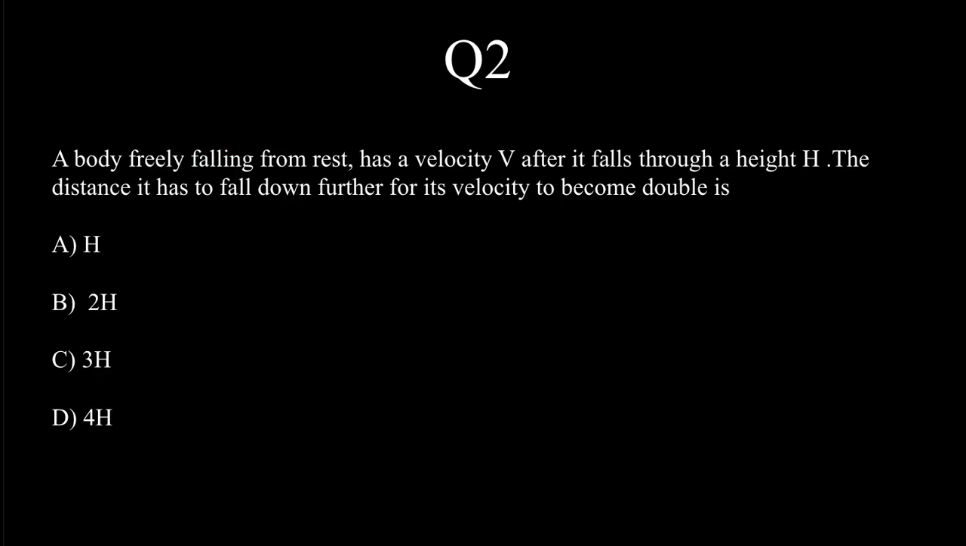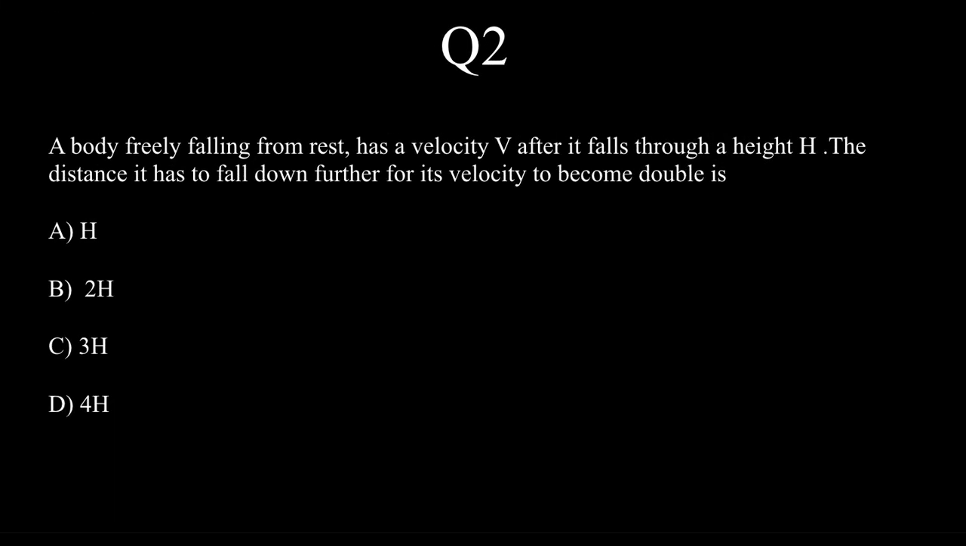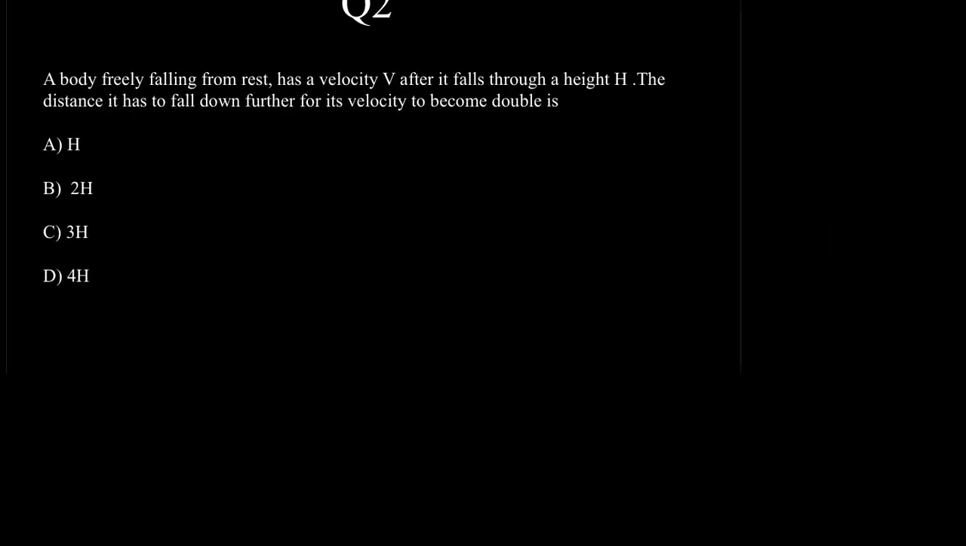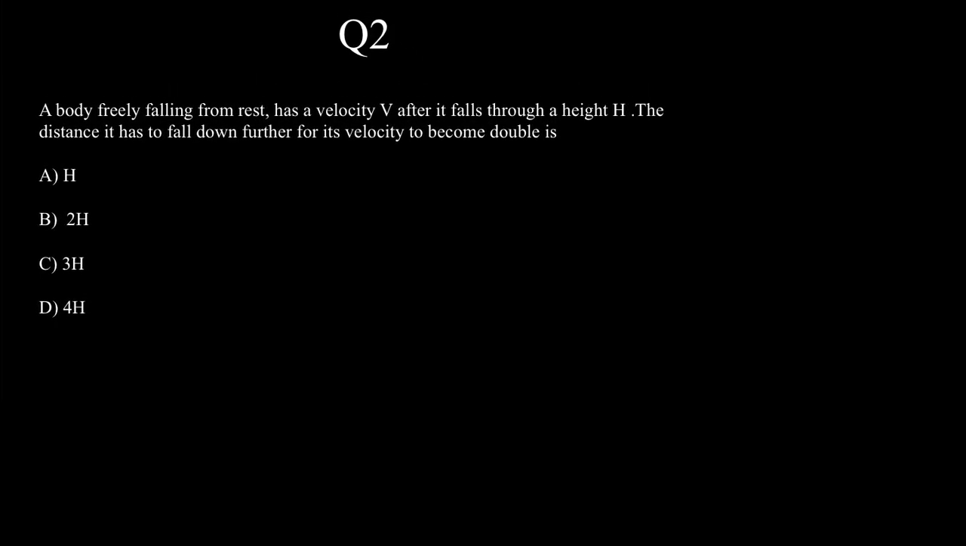A body freely falling from rest has a velocity v after it falls through a height h. The distance it has to fall down further for its velocity to become double is. So this is a really simple question, but the way it has been presented, it feels a bit intimidating. But I would say just drawing a diagram would help make the question feel simple. So it goes like this.